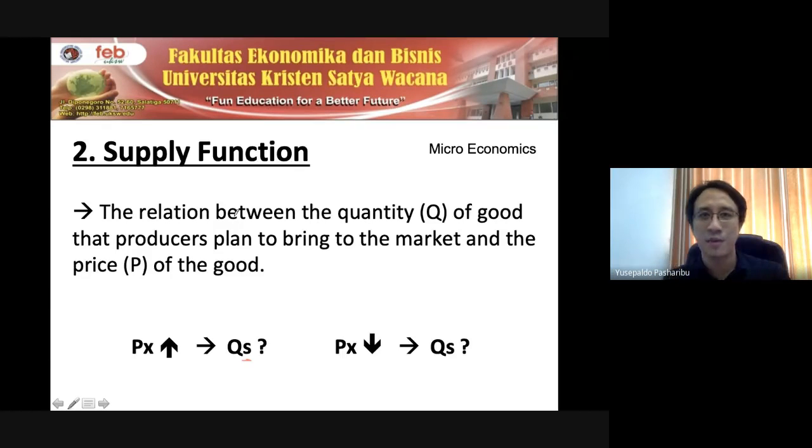So for the supply function, pretend that we are a supplier, a producer, a seller. If the price goes up or increases, then the quantity supplied will increase too. And if the price decreases or the product is very cheap, then the quantity supplied drops, or maybe there are no more people who want to sell that product anymore. Because what for? The price has decreased, the margin is very low, so nobody wants to sell it as a supplier.